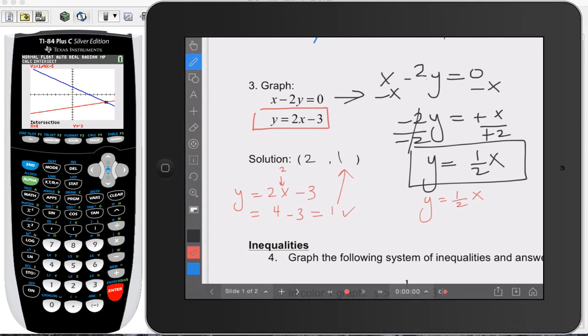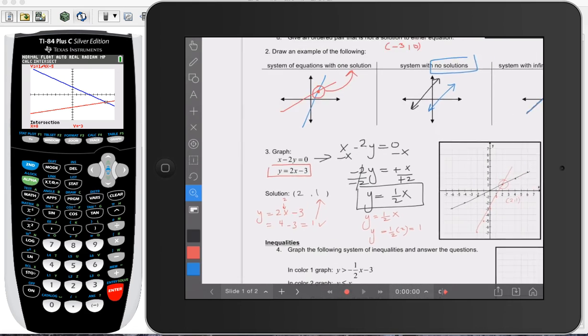I just found that x is equal to 2, so y equals half times 2. Half times 2 is 1, so there you go. I just found that y equals 1. So that's what it means. If you plug in x equals 2 in any of these two equations, the y will be equal to 1. So that's the first part of the lesson, which is solving systems of equations graphically.